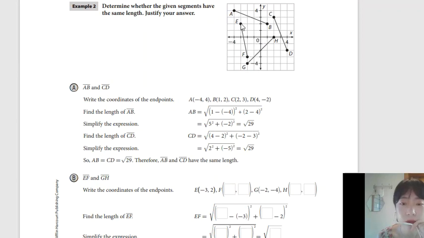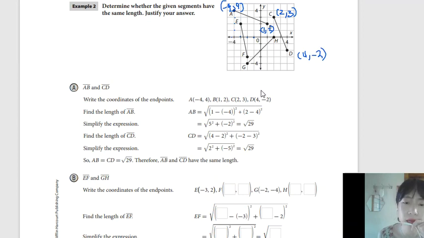You can count them. Count the x first, right? 1, 2, 3, 4, minus 4, comma, 1, 2, 3, 4. That is your A, (-4, 4). B is (1, 2). C is (2, 3). D is (4, -2).